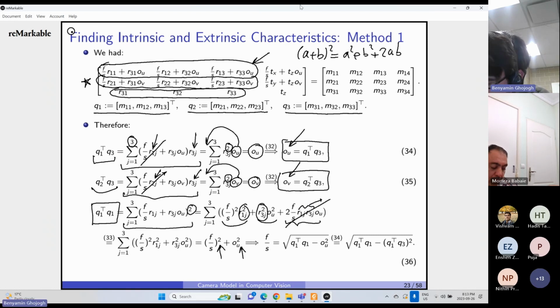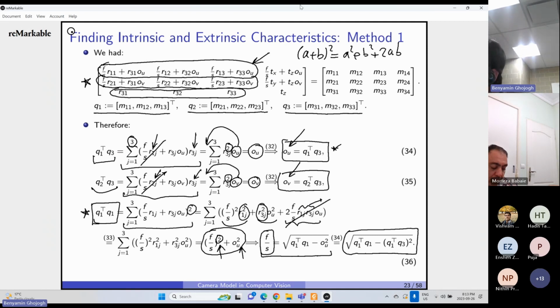Interestingly, so let's read. So this equals this, right? Rearrange it, and also I have the power of 2, so I will have a square root on the side. So I'll get this. Interestingly, we had found ou here in equation 34. Replace ou with what we have found, you will get this. We know all of these values, and this is equal to f over s. So f over s is also found. Therefore, we found ou, we found ov, we found f over s. As a result, in this slide, we found the intrinsic parameters, the intrinsic characteristics of the camera.